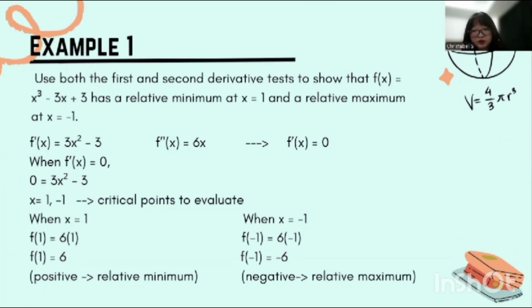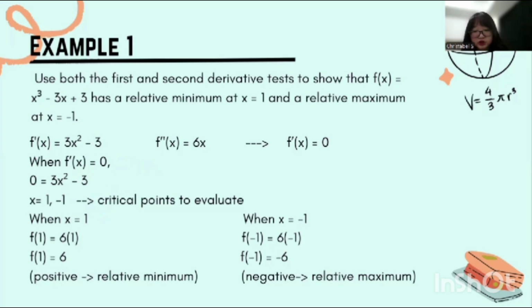As we know that the maximum and minimum points are stationary points whose gradient is 0, we just need to equate the first derivative with 0. So the first derivative will be 3x squared minus 3, while the second derivative will be 6x. After we equate the equation with 0, we just solve it, and that will give us the result of x equals 1 and negative 1.